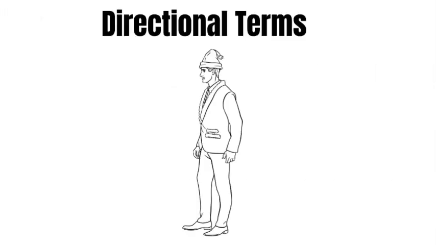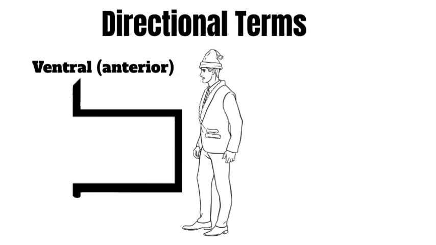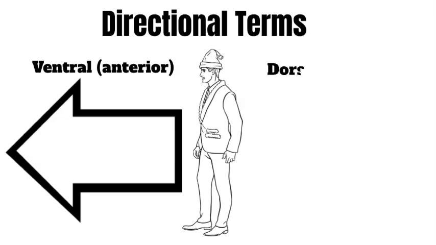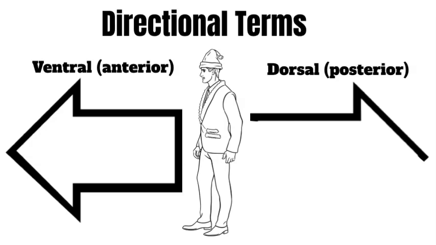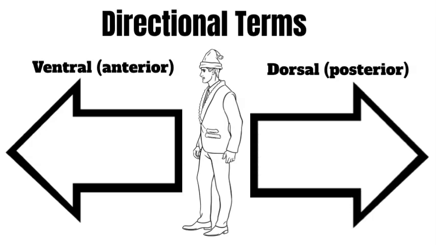The next set of terms we're going to look at is whether or not it's towards the front or the back of you. Ventral or anterior mean towards the front of you. So for example, your stomach is anterior to your back. When we're looking at dorsal or posterior, we're looking behind. So it's towards the back of you. So your butt is posterior to your abdomen.